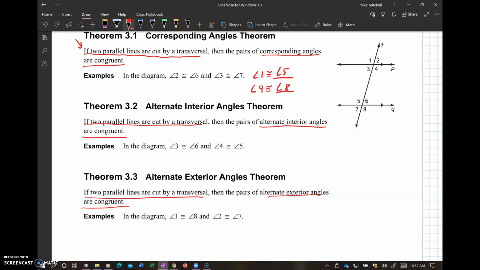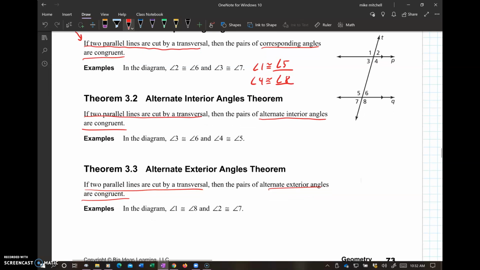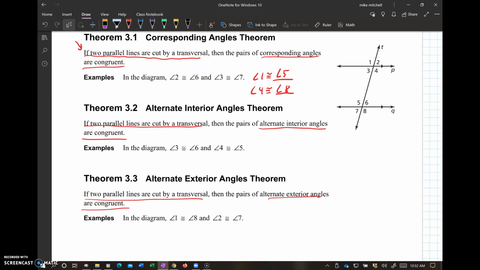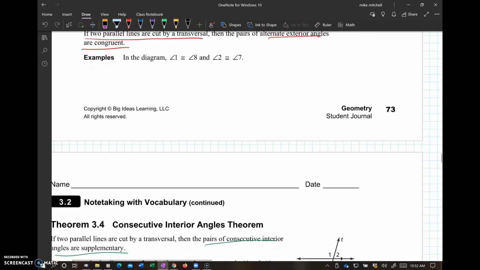That was only the one on the corresponding angles where they didn't list all of them. Alternate exteriors, same thing. Two parallel lines cut by a transversal, alternate exteriors are congruent. They give you 1 and 8, 2 and 7. Okay, and then we have one more.